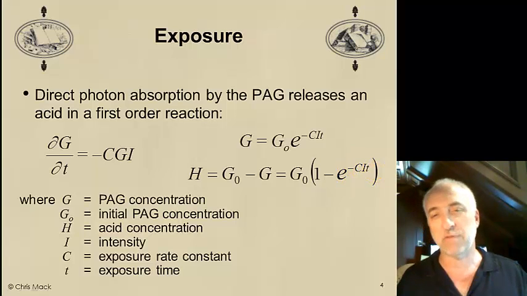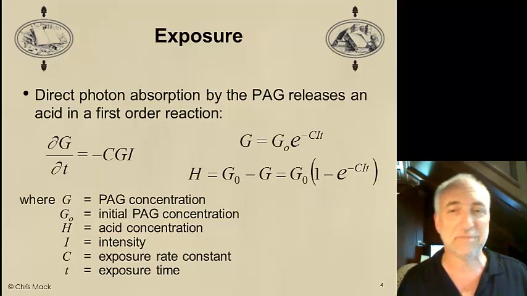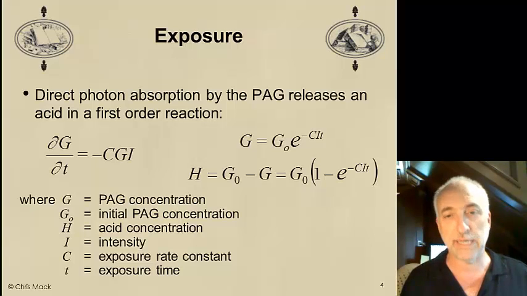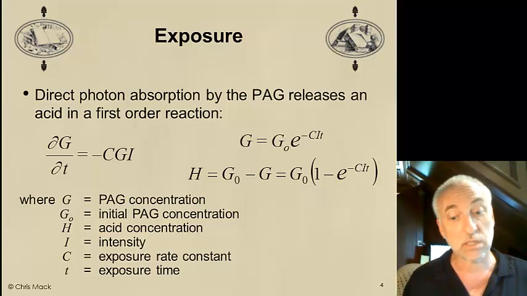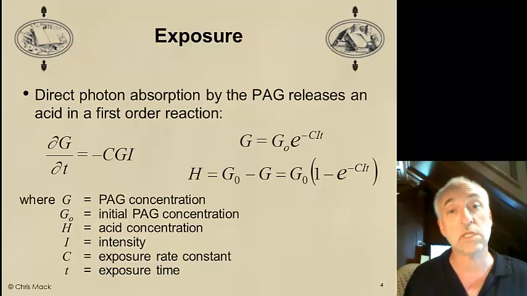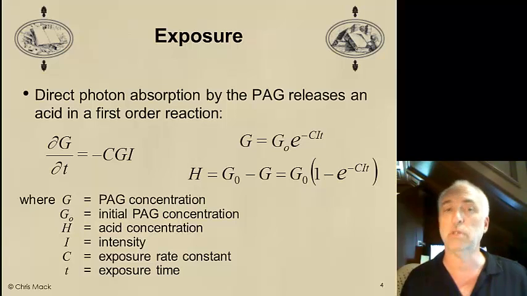Should be all very familiar. We've changed the letters that we use, but other than that, it is standard first order exposure kinetics. We have made the assumption that intensity is constant, and we saw that that was problematic for DNQ resists because those photoresists bleach upon exposure.